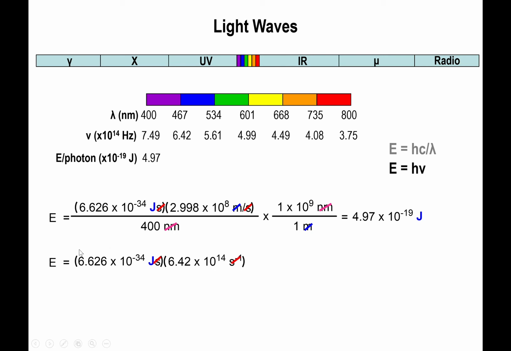And like I said before, open parentheses, enter number, close parentheses. Multiply, open parentheses, enter number, close parentheses, press enter. And you should find out that this is 4.25 times 10 to the negative 19 joules, which is the next value.